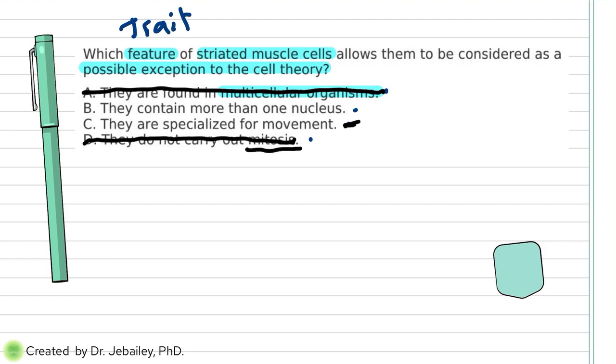So if you're telling me the reason why the muscle is an exception is because it moves, I'm sorry to say, all the cells usually move, so that's not an exception. And eventually, it comes to the right answer. They contain more than one nucleus, and this is what I've been explained. So yes, the answer is B.